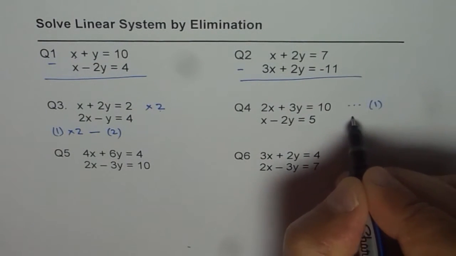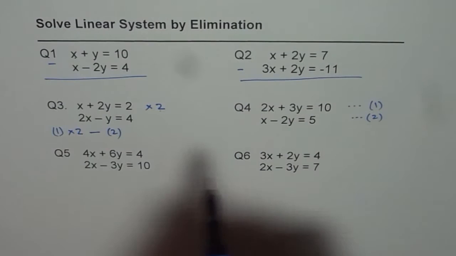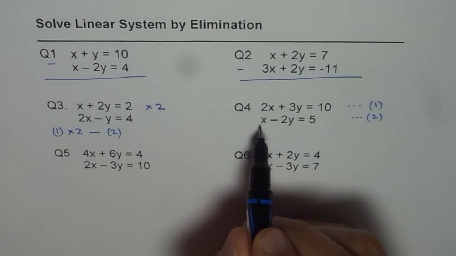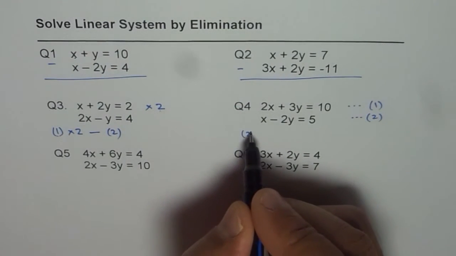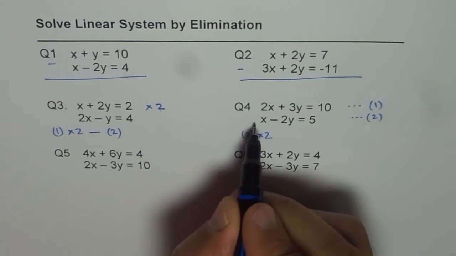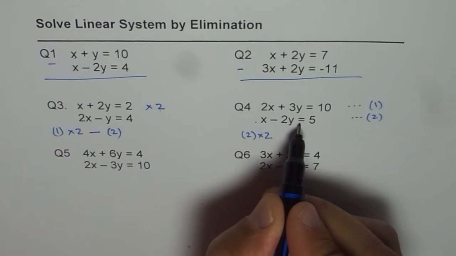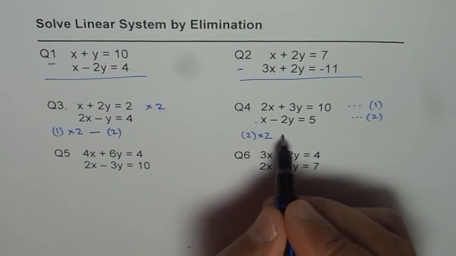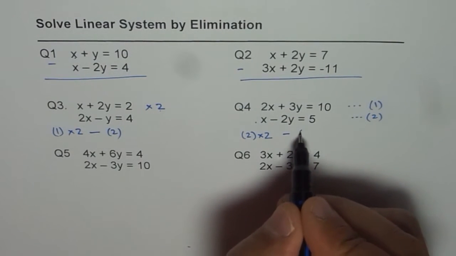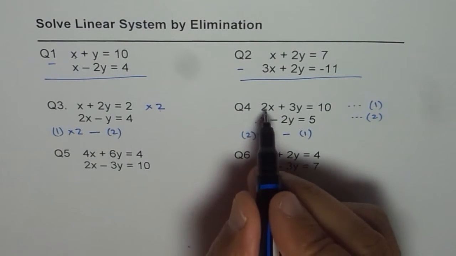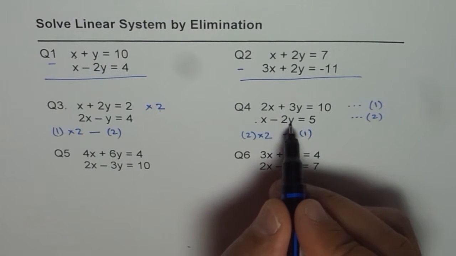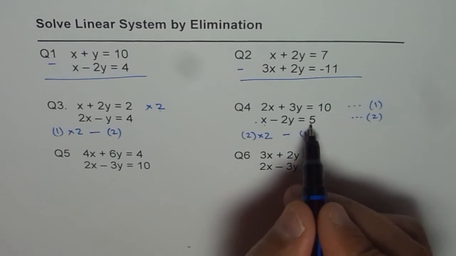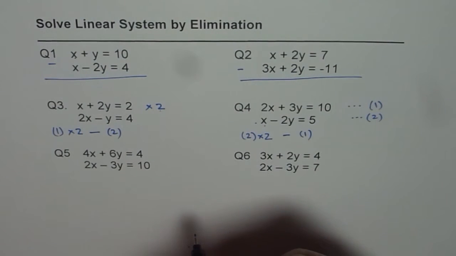The strategy here will be kind of similar to what we discussed in question 3. So the strategy should be, what we can do is we can multiply equation 2 by 2, then it becomes 2x minus 4y equals to 10. 2x minus 2x is 0, right? That means then take away equation 1. In that case, you'll eliminate x, find y. Once you have found y, then you can substitute the value of y, find x. That becomes a complete solution for your equation.